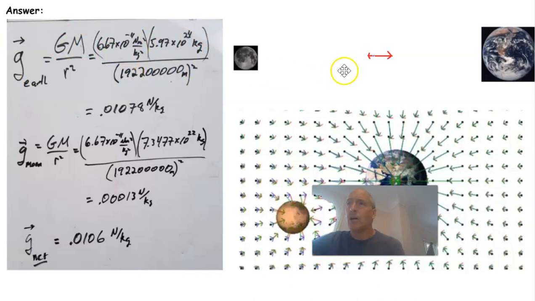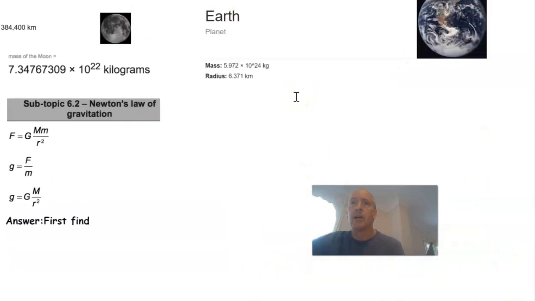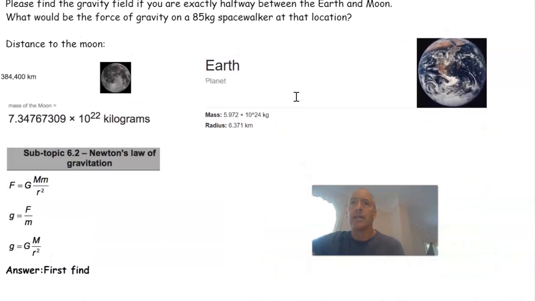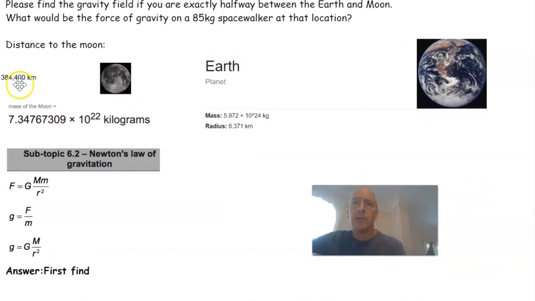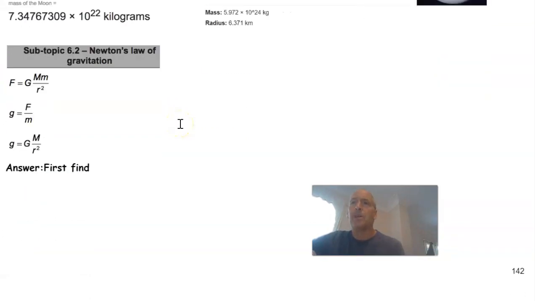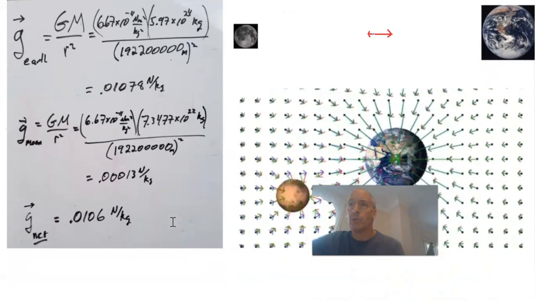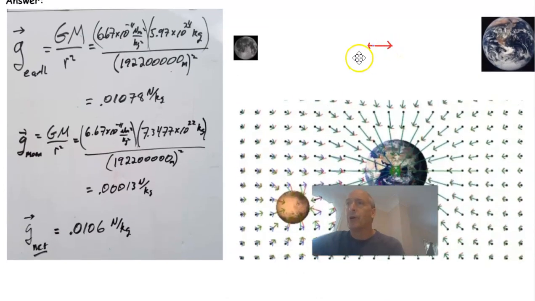Where did this come from? Oh, here I am. I'm halfway between the moon and the Earth, and if I'm halfway back here, I forgot to mention that I gave the distance between the moon and the Earth right here, 384,000. So we take that divided by 2, since we're halfway between them. If you think of this calculation here as the gravity field due to the Earth only, at this location, it's halfway between.